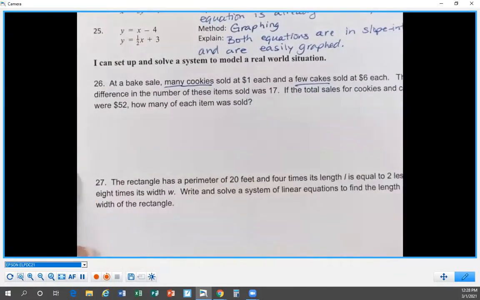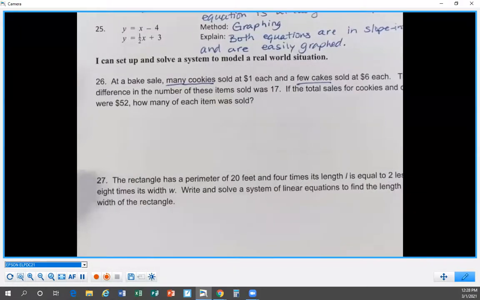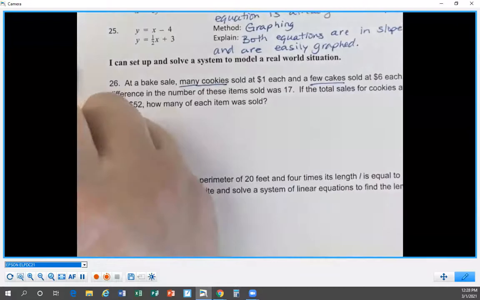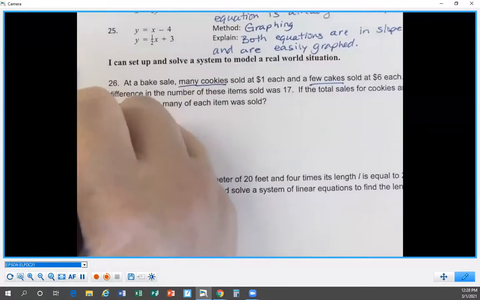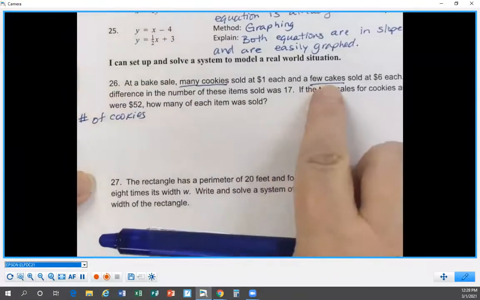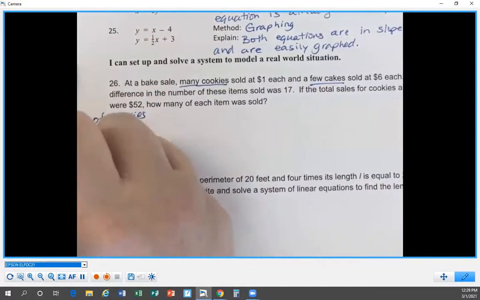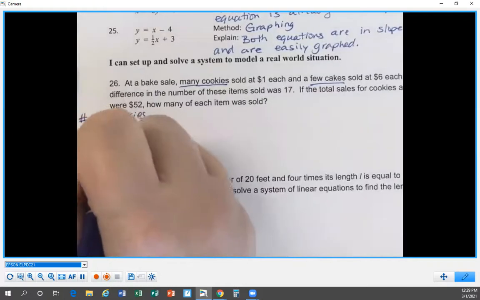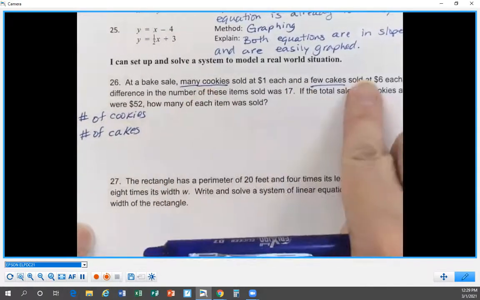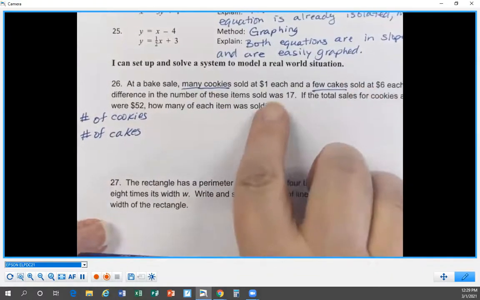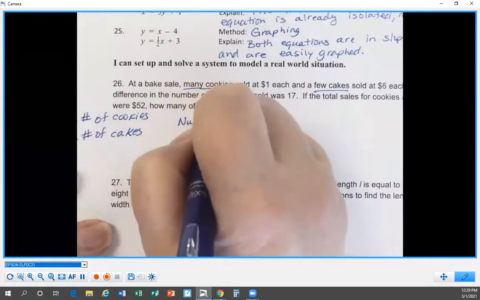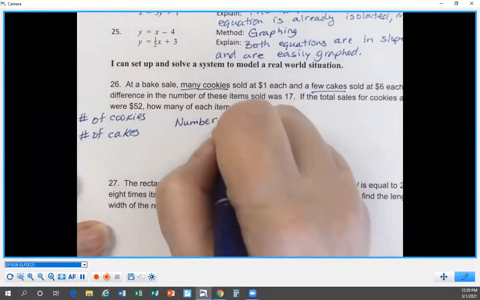So we have cookies and cakes. Both of those start with C. So let's do cookies. We'll make that one C. And cakes, we'll make that one K. Okay, so it had many cookies sold and a few cakes. And the difference sold was 17. So this first equation is going to be about the number of items sold.